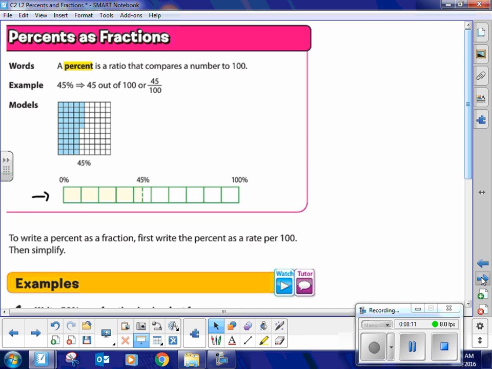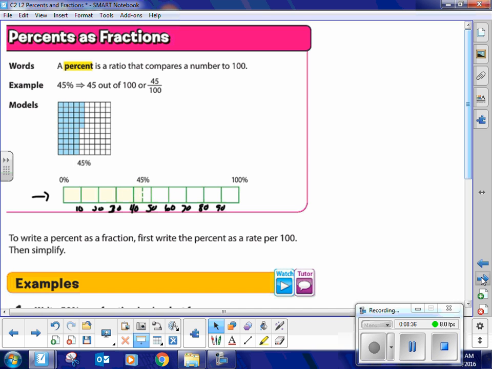Remember, if you look at this and wonder what it's split up into, each one of these is worth 10%. So 45 is between 40 and 50. And let me just continue on marking these: 60, 70, 80, 90. They've got 100 and 0% already.